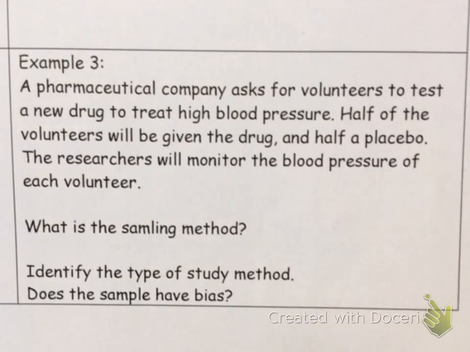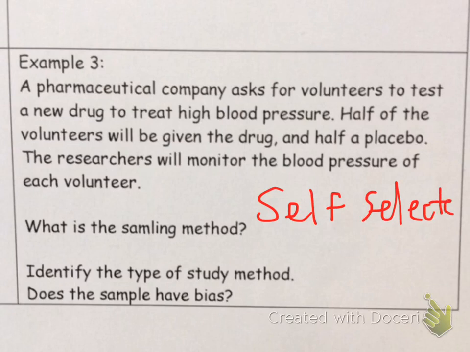All right, the last example says, a pharmaceutical company asked for volunteers to test a new drug to treat high blood pressure. Half of the volunteers will be given the drug and half a placebo. The researchers will monitor the blood pressure of each volunteer. What is the sampling method? This is definitely, with no doubt, self-selected. Okay, they asked for volunteers. Volunteers means self-selected.